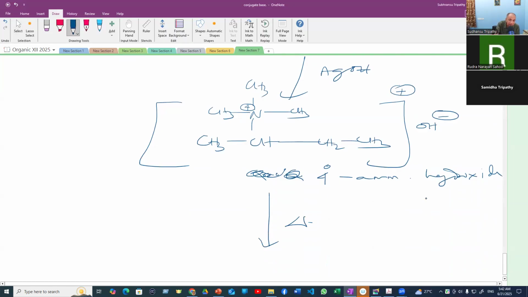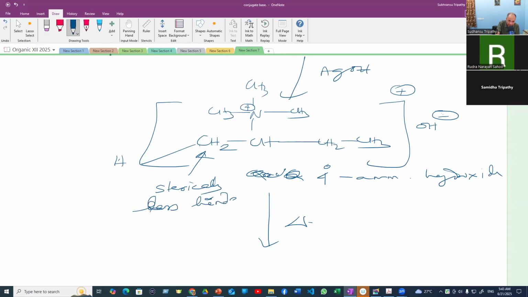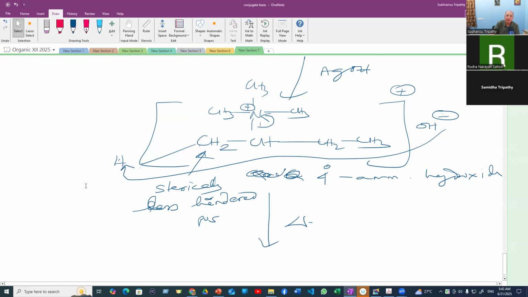The bulky group is there, so the OH minus, which is already there in that molecule, will act as the base. It will not enter this sterically hindered position; instead, this is the sterically less hindered position, so it will attack here. Now see what happens when it attacks here. Then this goes as a neutral 3 degree amine.